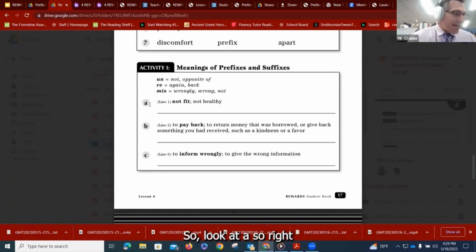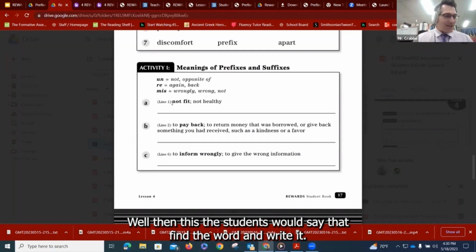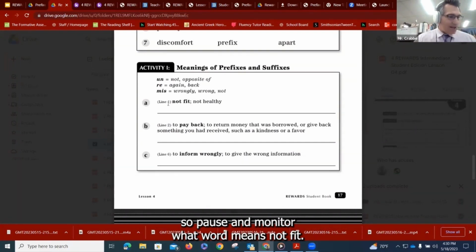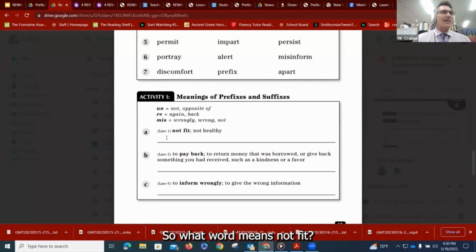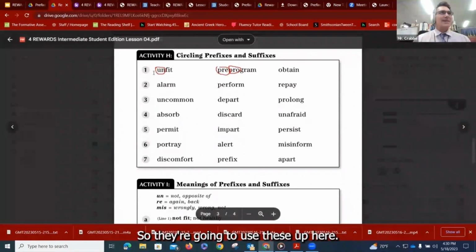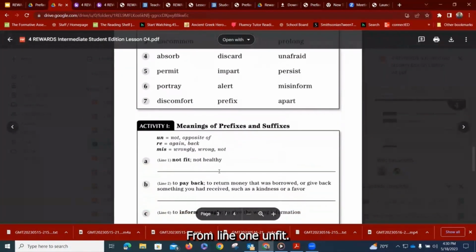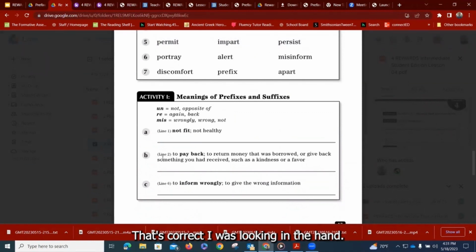So look at A, right here. Read the explanation with me. Not fit, not healthy. So let's read that again. Not fit, not healthy. Then the students would say that. Find the word and write it. So pause and monitor. What word means not fit? They're going to use these up here from line 1. Unfit. That's correct.